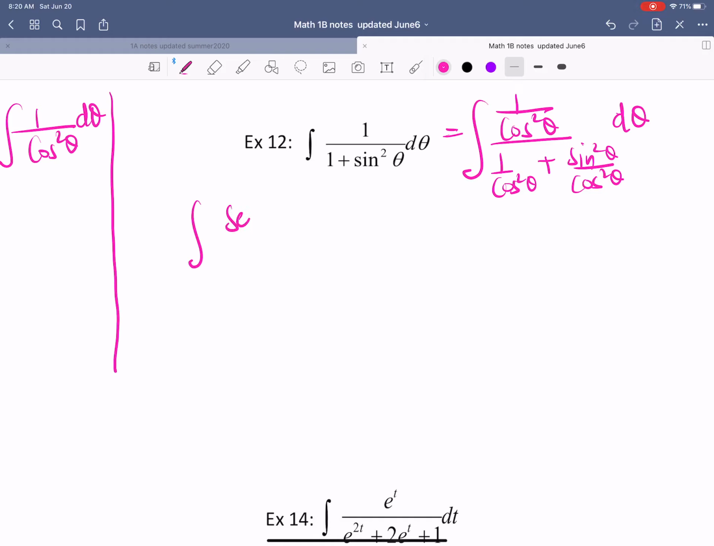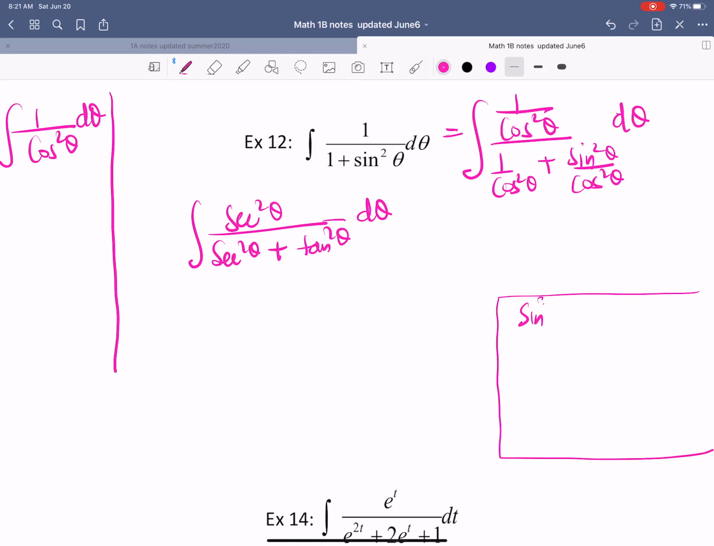Okay, and that's going to leave me with secant square theta over secant square theta plus tangent square theta d theta. Okay. We recall our basic Pythagorean identities. Sine square x plus cos square x is equal to 1. If we divide everything by cos square x, then we have tangent square x plus 1 is equal to secant square x.